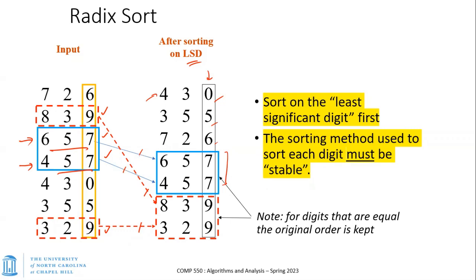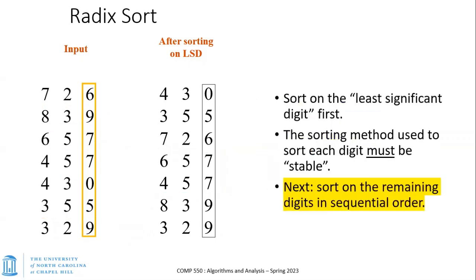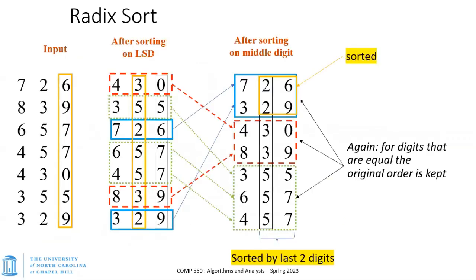Okay, so once you've done with the least significant digit, we go on and next sort on the remaining digits in sequential order. And so now we're going to sort on the middle digit. Okay, so we're going to sort over here. And so now what's going to happen is that we start with the smallest number. So you have 2 over here, which is the smallest. There are a couple of 2s, so they both end up over here.